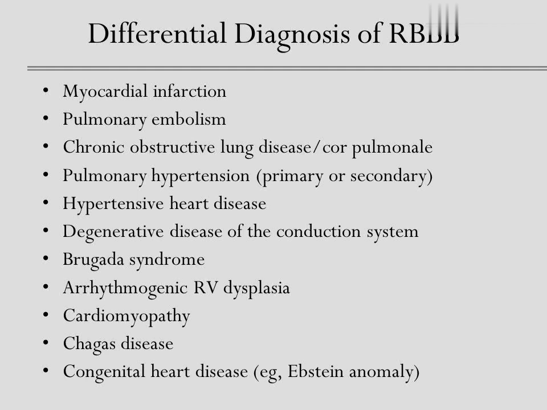Differential diagnosis of RBBB: myocardial infarction. Pulmonary embolism. Chronic obstructive lung disease, cor pulmonale. Pulmonary hypertension, primary or secondary. Hypertensive heart disease. Degenerative disease of the conduction system. Brugada syndrome. Arrhythmogenic RV dysplasia. Cardiomyopathy. Chagas disease. Congenital heart disease, e.g., Ebstein anomaly.